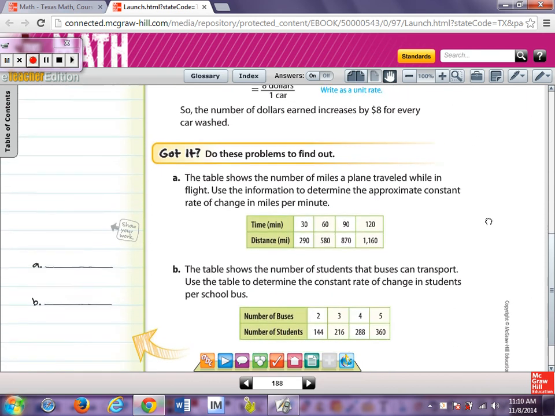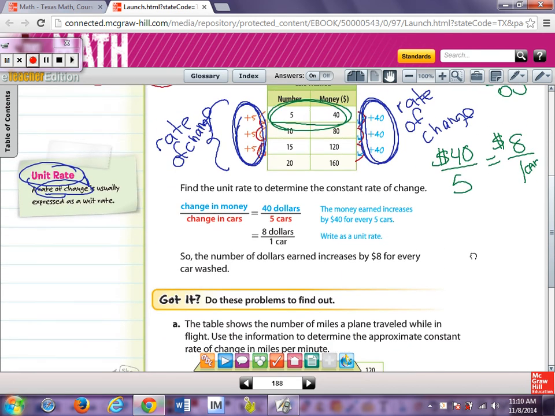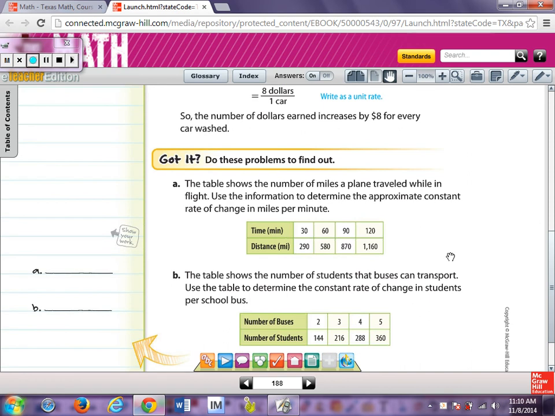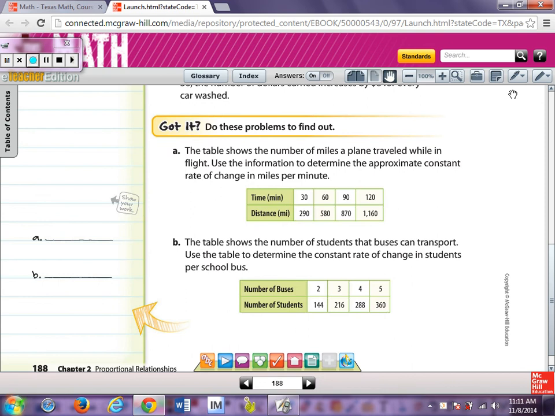Now, I want you to take what we just practiced and go ahead and try the got it A and B. Reference the above example in order to help you down here. Not only do they want to know what the rate of change is for both examples, they want you to explain what it means. Now, up here in got it A, there's something you have to pay attention to, and that is they want to know the approximate constant rate of change. The word approximate probably means you're going to have decimals involved. And if that's the case, I would suggest you round to the hundredths place, which means you round to 2 spaces after the decimal point.